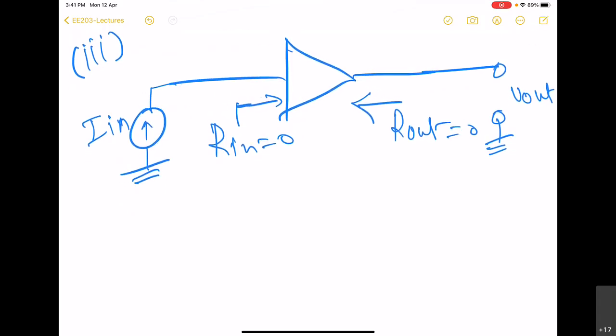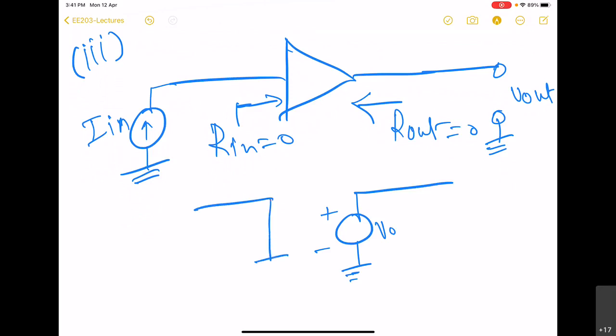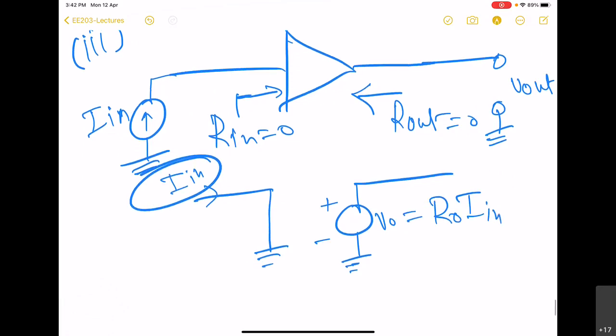So here the ideal model is going to be a voltage source on the output side, VO, and the input side is short circuited. So it will be sensing current on the input side, producing this output voltage, and this voltage will be decided by this input current. So we say that this is going to be a factor multiplied by I in.